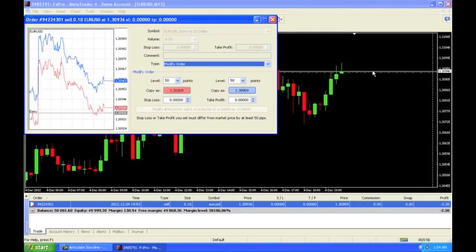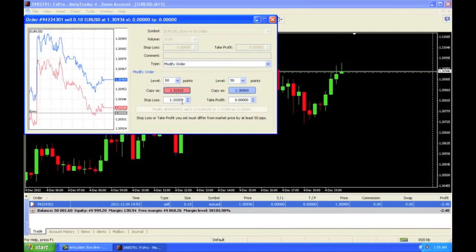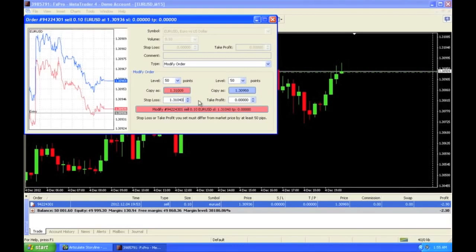For example, since I'm selling, if the market actually goes up from this green line, that's when I start making a loss. I want to say I do not want to make a loss more than this price here, 1.30995. Or let's make it a little bit higher: 1.31040. Okay.